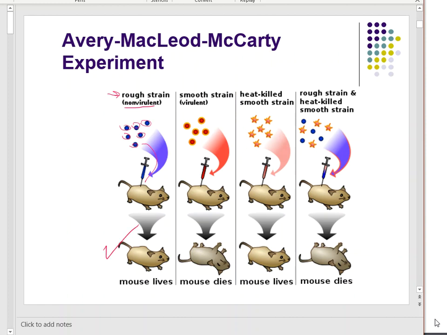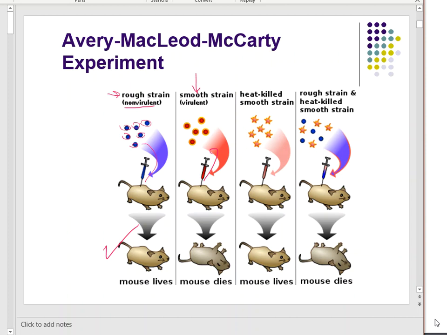Yay! Well, this was not surprising. We knew that this was going to happen. No big deal. And then they took a smooth strain, and a smooth strain was basically an alive version. And they took this live creature, if you want to think of it that way, that's kind of what they are. Kind of weird. Grosses you out when you see them under a microscope. And they injected that into a mouse.